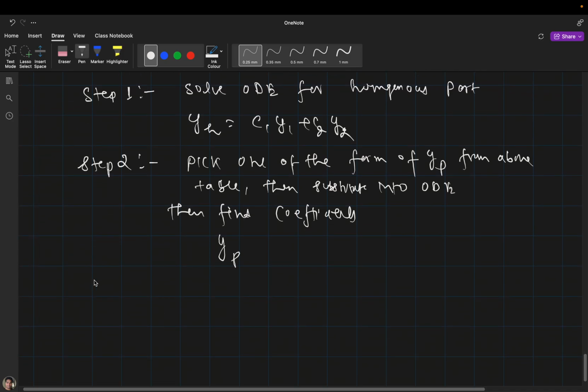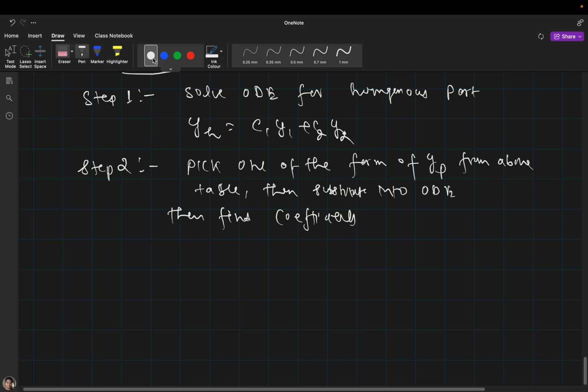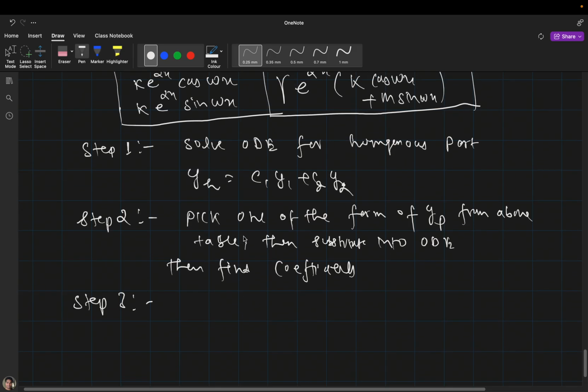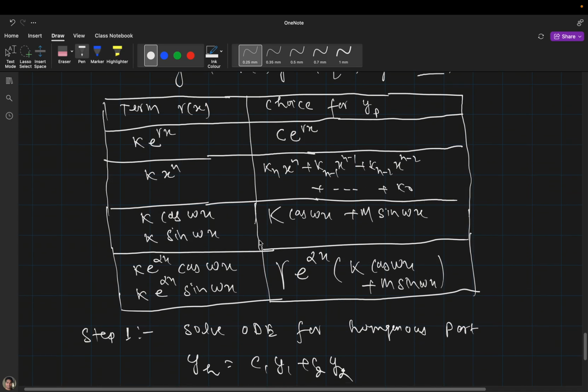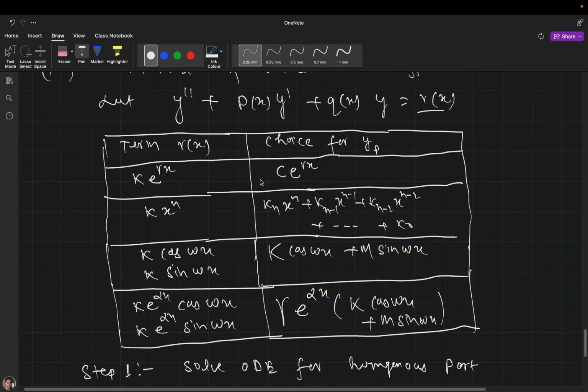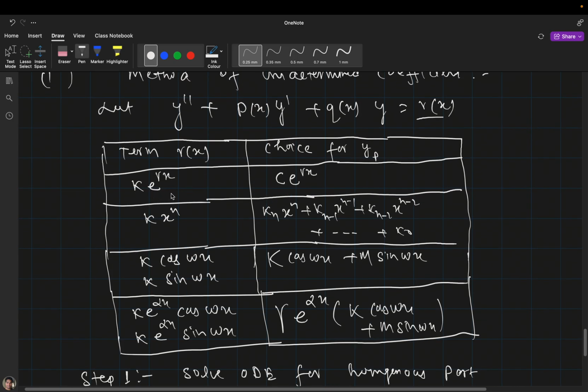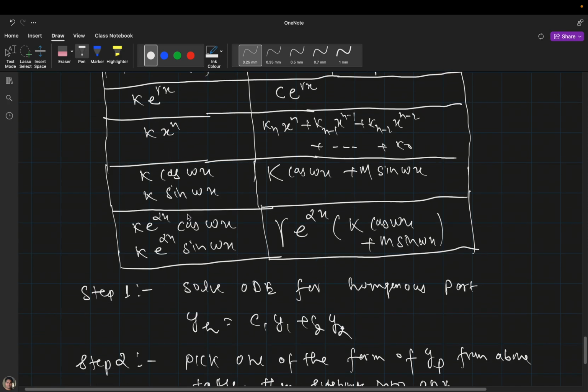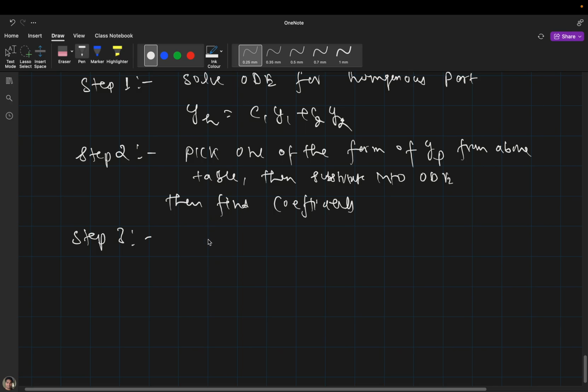Now, that is not the final y_p, it will come later. Why is that? I will tell you. Suppose we have R(x) something like the combination of all these. Suppose y_p will be something like k e raised to the power γx plus k x raised to the power n. Then in that case we will use the principle of superposition.